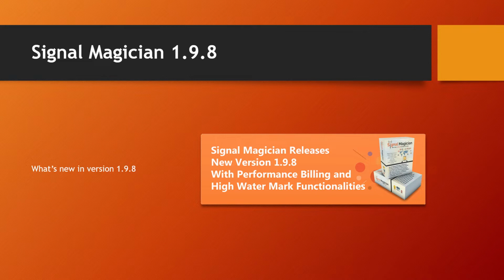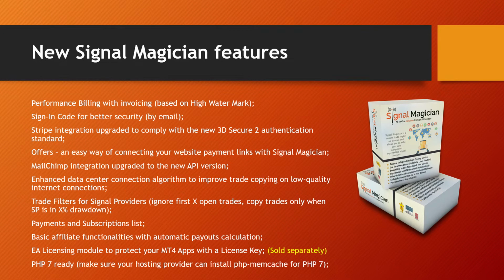So I want to take a look with you and show what's inside this presentation and what new Signal Magician features you can expect after upgrading. Now, the list is quite big. So those are the new features, like the mentioned performance billing, the sign-in code, Stripe integration upgraded. I've added offers, the MailChimp integration upgraded, enhanced data center connection. The algorithm for the connection was improved to work better on low quality internet connections.